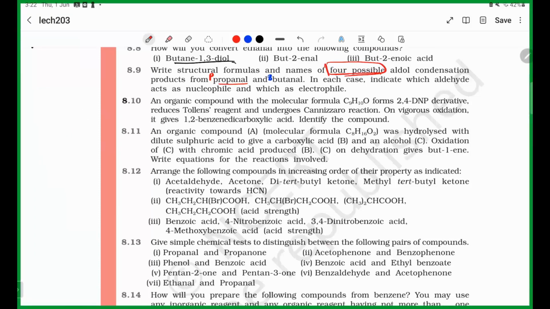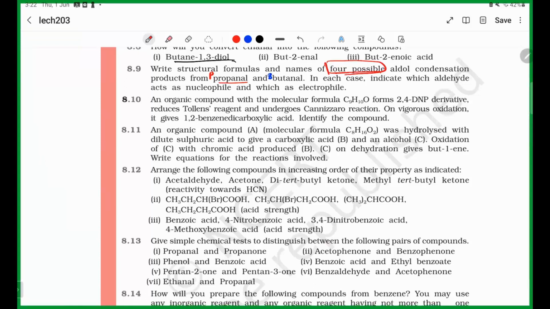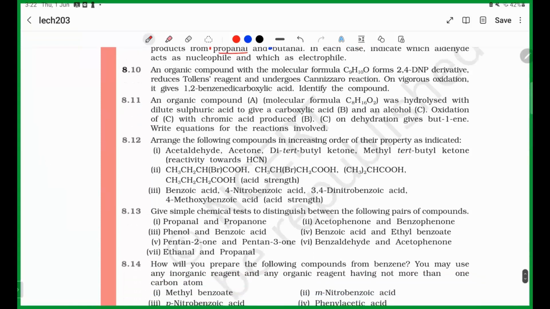Now you have an organic compound with some molecular formula that forms a 2,4-DNP derivative, which also reduces Tollens' reagent and undergoes condensation. Yes.